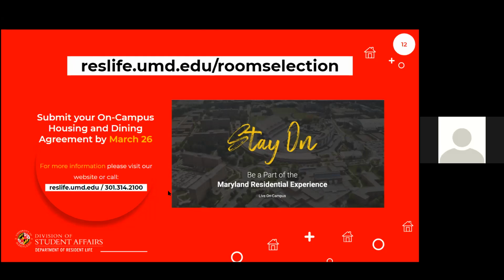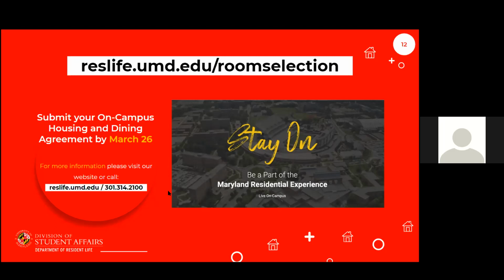Sure. Incoming students need to submit the on-campus housing and dining agreement as well. They have up until May 1st to complete that agreement. They do not participate in room selection. We will communicate with them their process a little bit later in the spring semester. But right now, their only goal is to complete the on-campus housing and dining agreement.